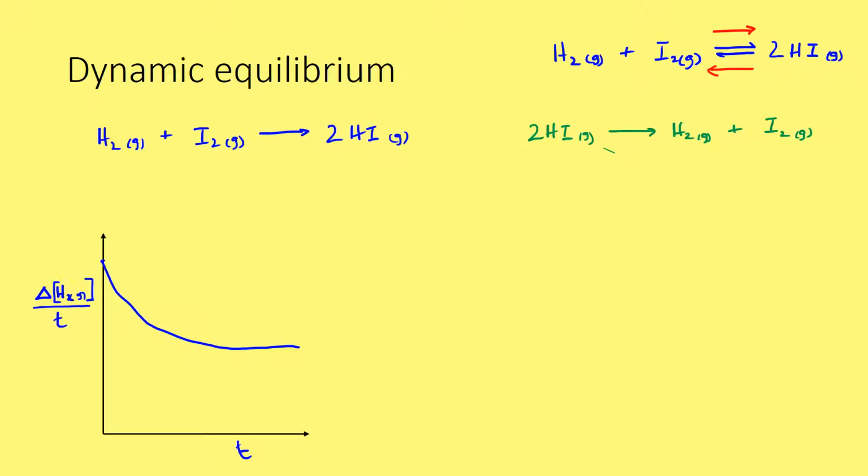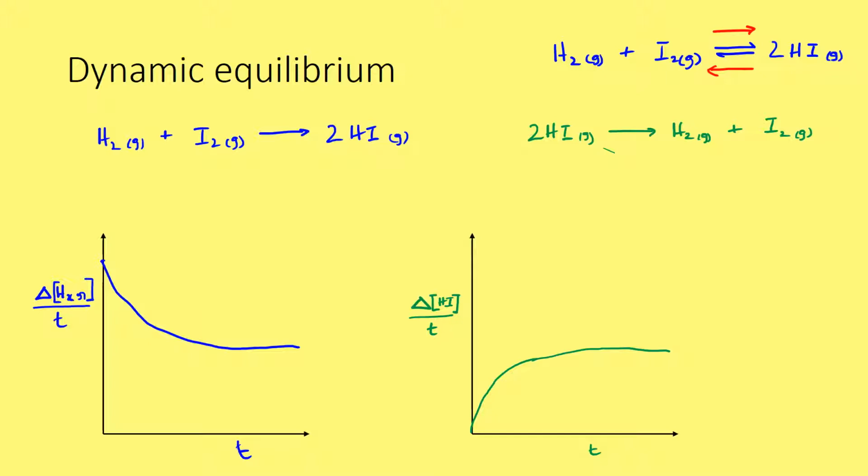So in the same way, why don't we draw a little graph of that? So this is going to be our change in hydrogen iodide concentration versus time. And we're going to start at zero, like we said. It's going to increase quickly, but then as it starts decomposing, it is going to plateau off as well until it's steady.